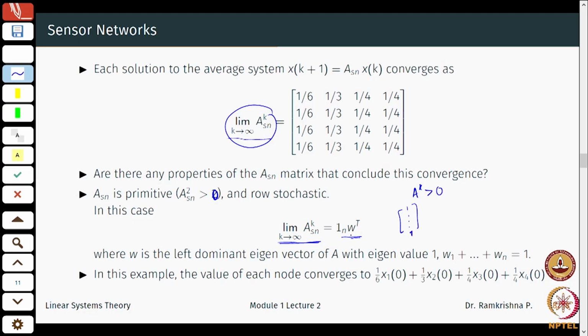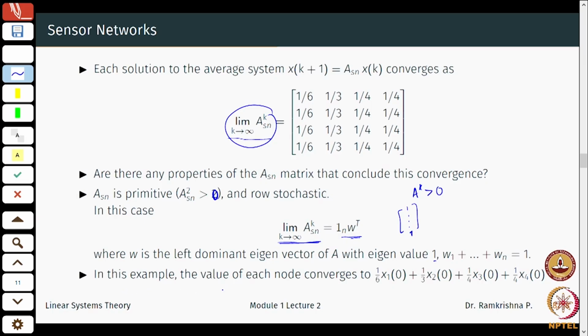Okay. Now, what is this W? The W is the left dominant eigenvector of A with eigenvalue 1. Not really, we are not interested in how to compute this, or what the dominant eigenvalue is. The idea here is to show you that there are some hidden properties of these matrices which we can exploit to solve the problem at hand, right.